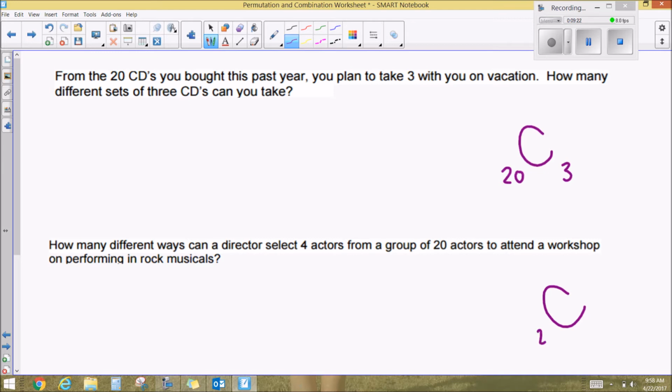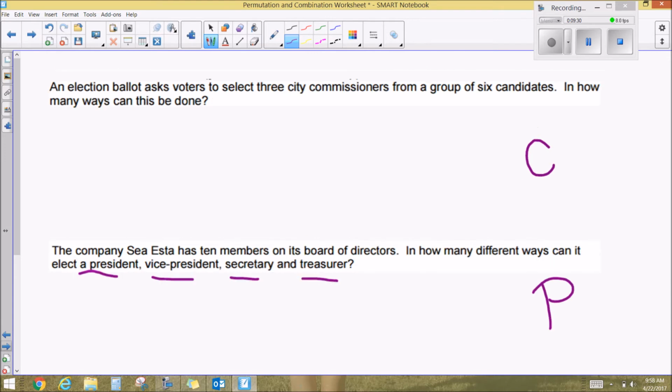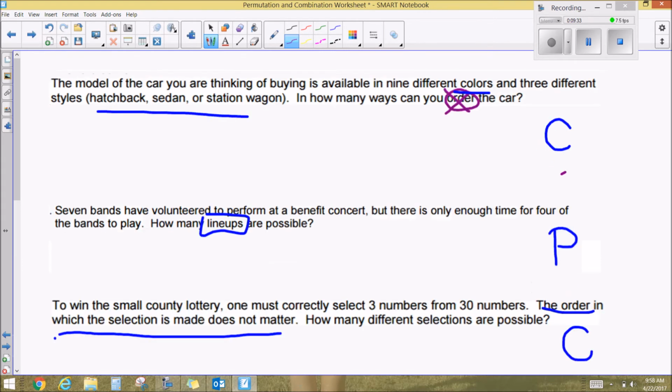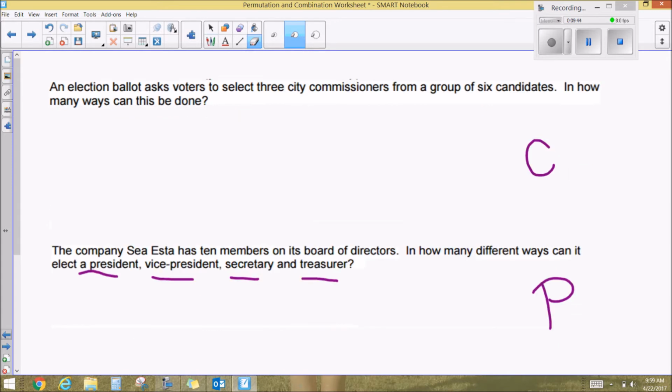We have 20 actors who have tried out, and there are 4 that get to go to a workshop, so 20 choose 4. We are selecting 3 city commissioners from a group of 6. And there were 10 members on the board of directors, and we are making 1, 2, 3, 4 positions for them.